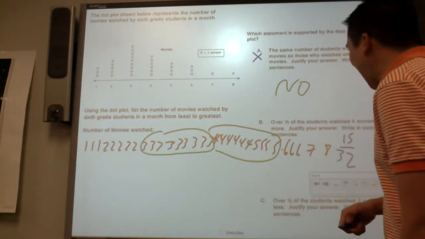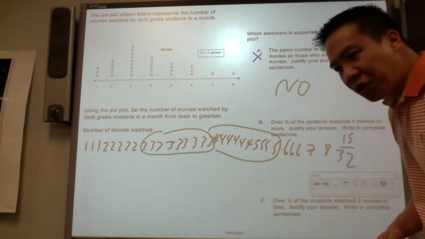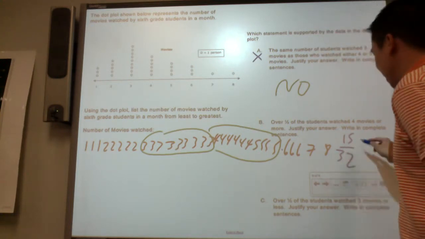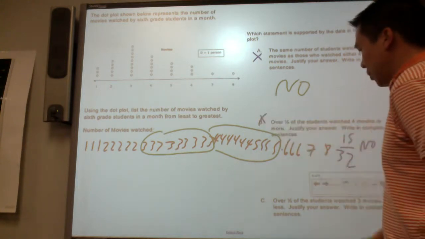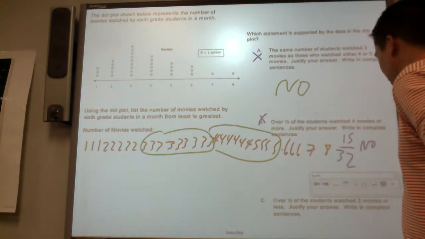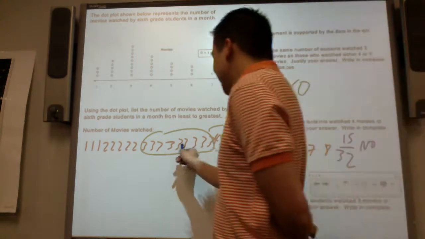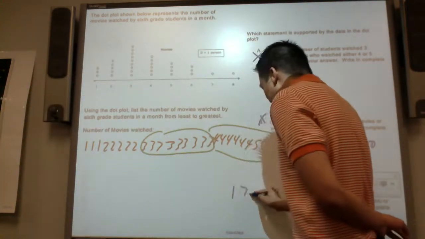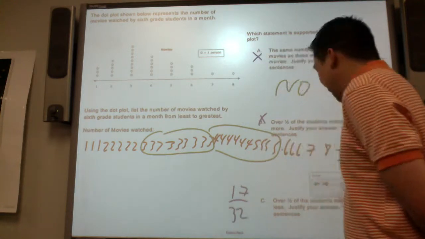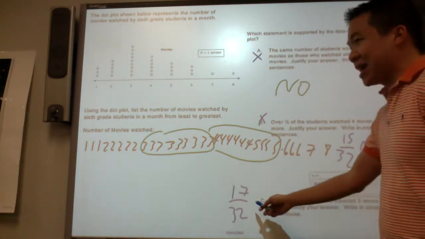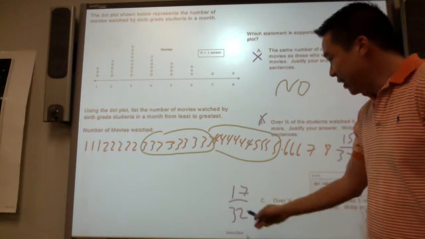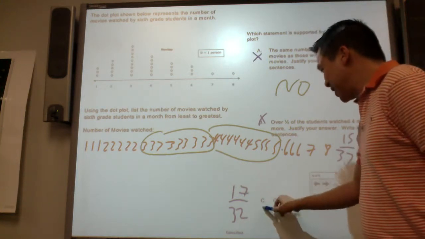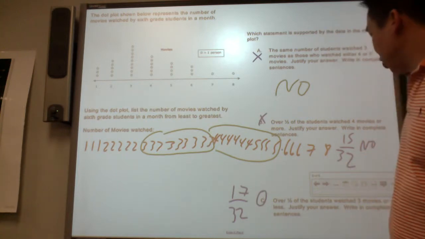Say over half. What is half of 32? 16. 15 is less than, so no. Maybe C. Over half of the students watched 3 movies or less. That's 9, 10, 11, 12, 13, 14, 15, 16, 17. So it's 17 out of 32. Is that more than half? What's half of 32? 16. This is more than half. So over half of the students watch 3 movies or less, so the answer is C.